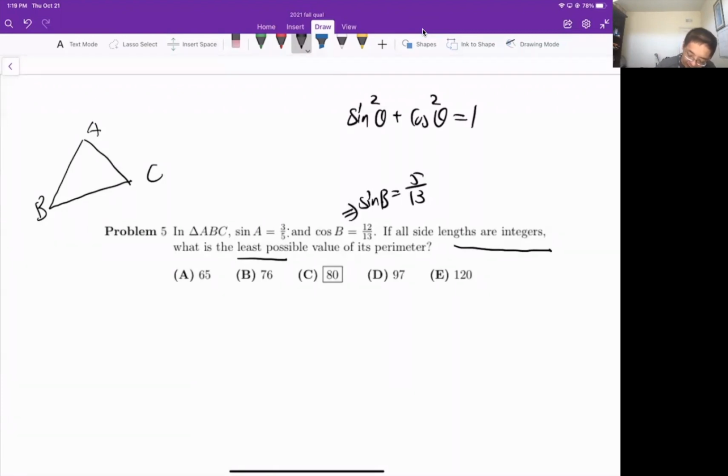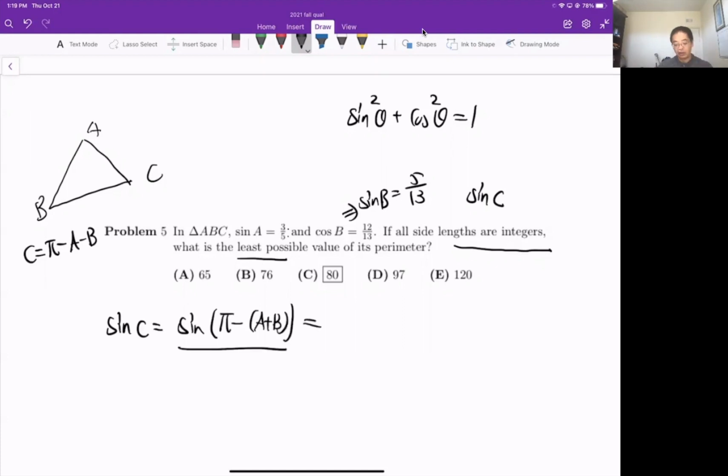All right. And then we say, okay, we can figure out sine C, because C equals pi minus A minus B, right? Here again, I'm using radians. Okay. So then we have sine C equals sine of pi minus (A plus B). And then we recall the trigonometric identity for sine: sine of pi minus theta is the same as sine theta. So this one is just sine (A plus B).